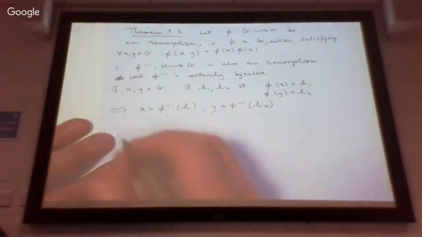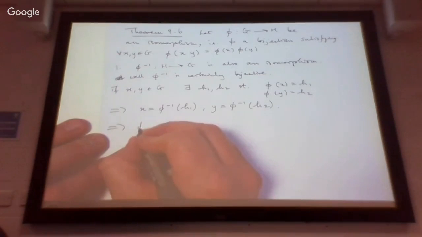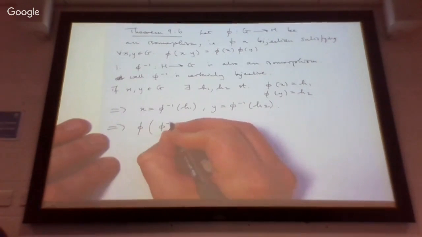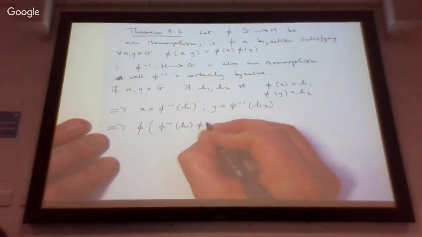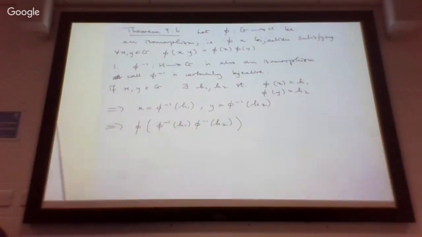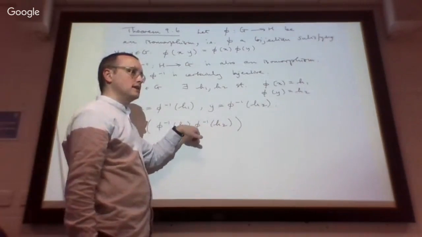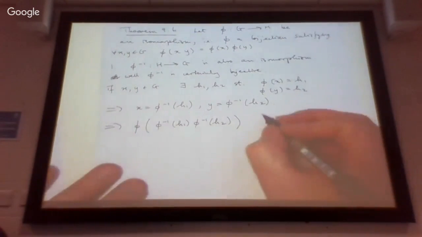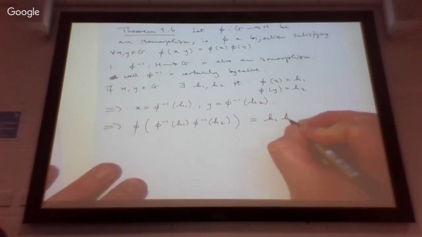So this isomorphism property, which we have at the top, we can rewrite that as phi of phi inverse of H1 times phi inverse of H2. Okay, so that's just x times y. Just x times y. The operation taking place there is the operation in G. And on the right-hand side, we've got phi of x and phi of y, but that's just H1 times H2.